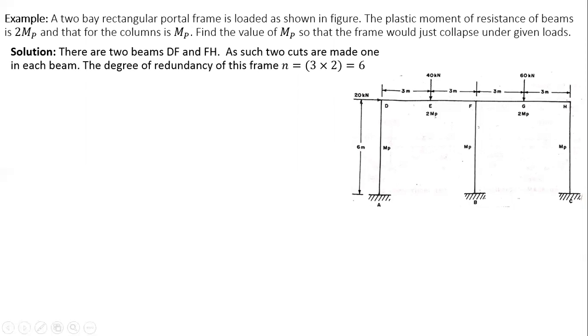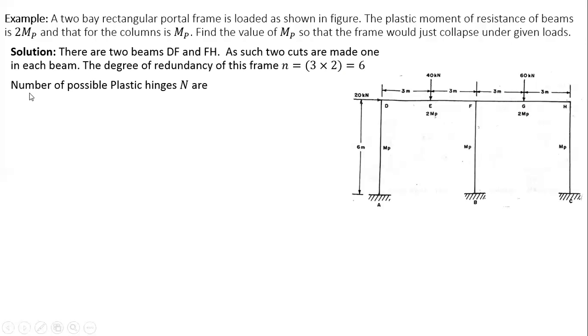So first of all, my target is to calculate the degree of redundancy of this frame. For calculating it, one method is to make a cut here in the beam, one cut here and one cut here. When you make two cuts, the degree of redundancy of this frame will be equal to two cuts, and by cutting, three forces are released. So 3 into 2 is equal to 6.